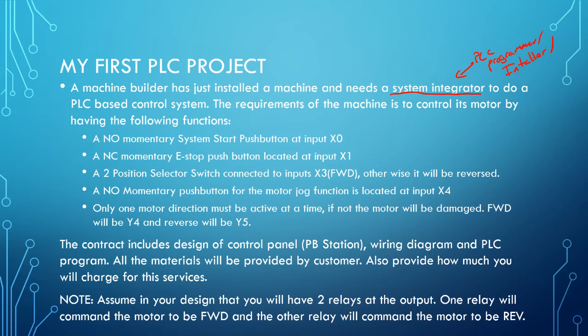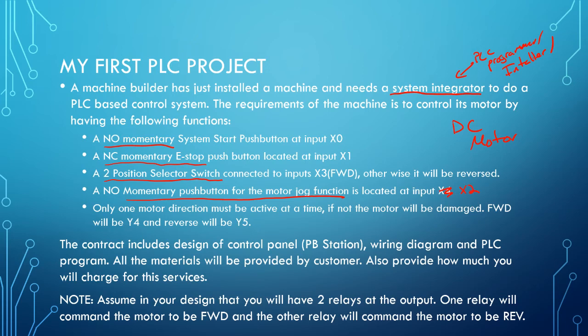This is going to be a DC motor. The DC motor is going to have a normally open momentary system start. It's going to have a normally closed e-stop, a two-position selector switch, a momentary jog function. So the jog function, we're going to put it in X2.